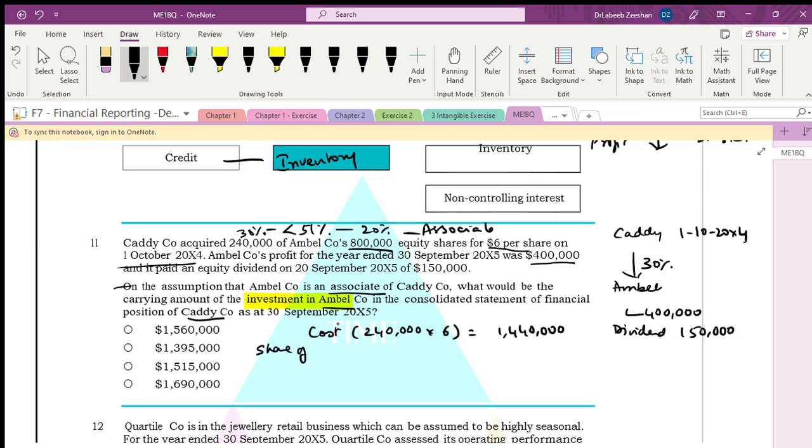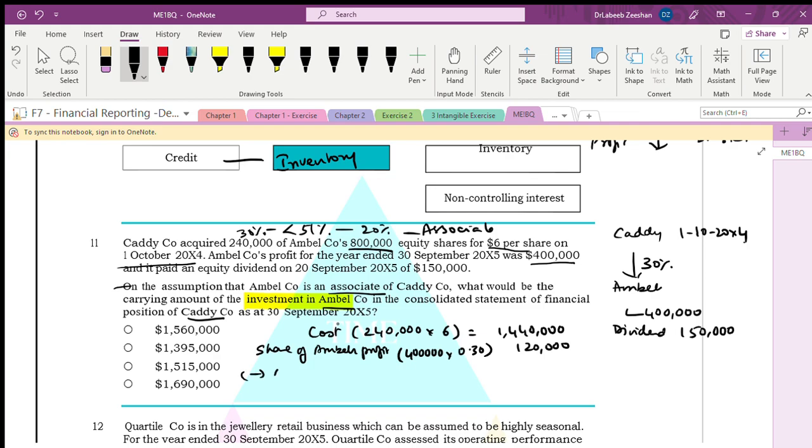What is the share of Amble's profit? How much is there? 40,000. We can directly put it as 30%. It comes to how much? 120,000. Fine. Next, they have paid dividends.